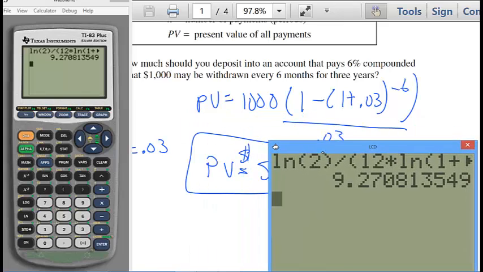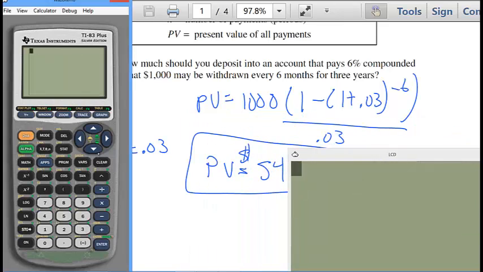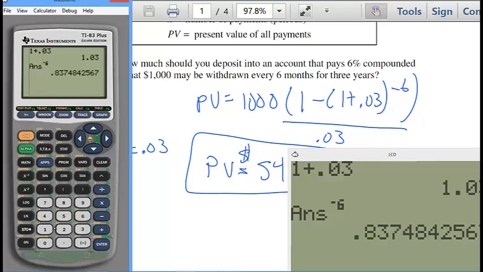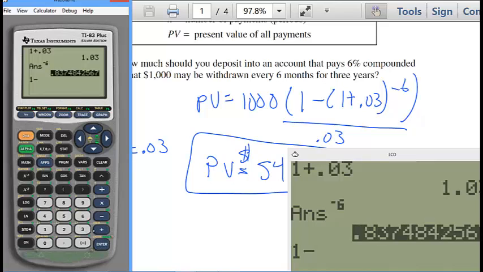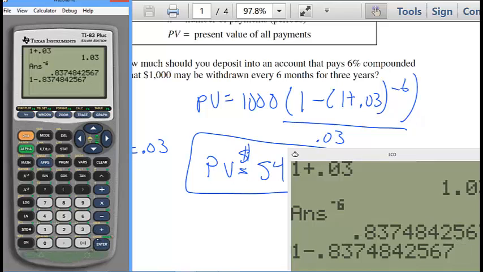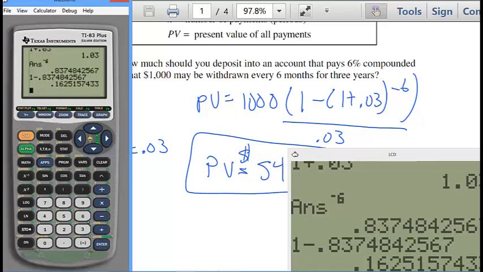Okay, so I'm going to start with that numerator, and specifically with the parentheses of the 1 plus 0.03, and then I'm going to raise that to the negative 6 power. Alright, then I want 1 minus that, and I'm going to arrow up and then hit enter. Then I want to multiply that by the 1,000 and divide that by the 0.03.